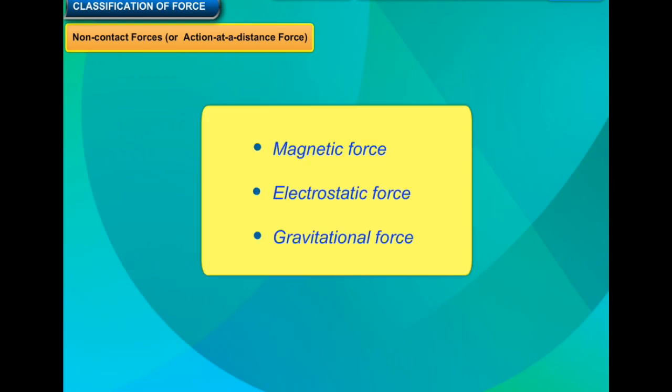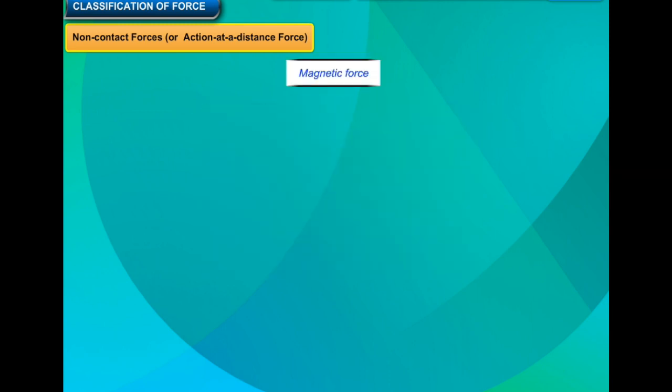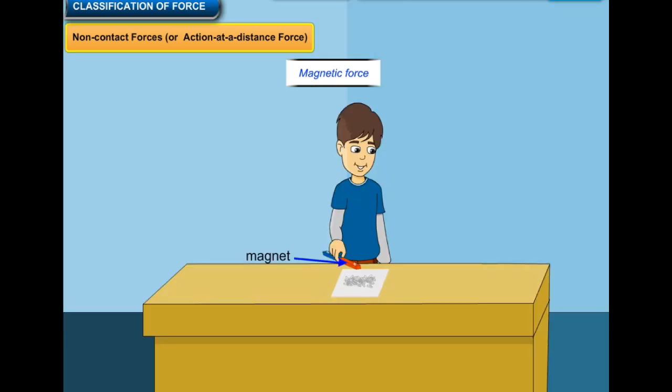Some important non-contact forces are magnetic force, electrostatic force, and gravitational force. Magnetic force. A magnet exerts a force or pull on an iron clip even when they are not in contact. So, the magnetic force is an example of a non-contact force.